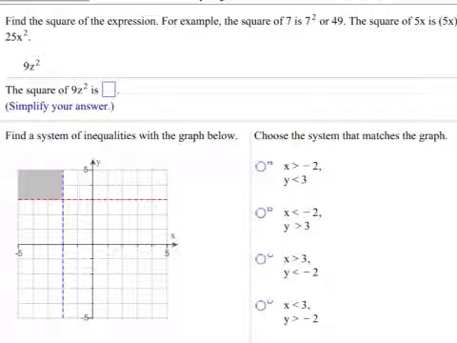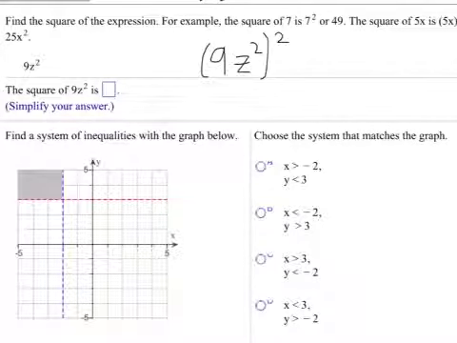Okay, the last problem that I want to do is number 15. Number 15 says find the square of the expression. For example, the square of 7 is 7 squared, or 49. And the square of 5x is 5x squared, or 25x squared. So they want me to find the square of 9z squared. So that means that I'm going to take 9z squared and square it.